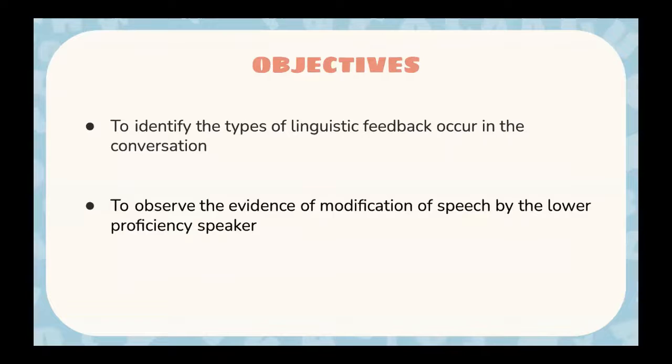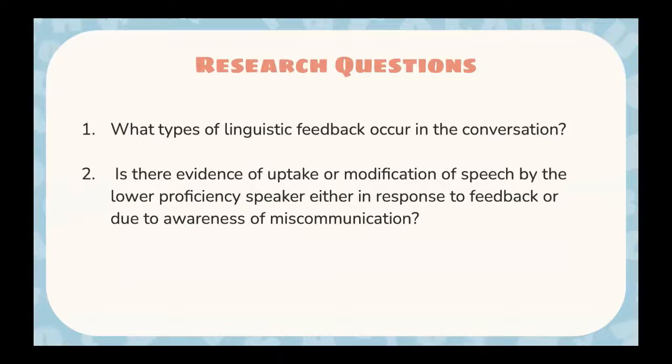Moving on to the objective of this study. We have two objectives here, which are to identify the types of linguistic feedback that occur in the conversation and to observe the evidence of modification of speech by the lower proficiency speaker. As for the research questions, this study aims to answer two questions: what types of linguistic feedback occur in the conversation, and is there any evidence of uptake or modification of speech by the lower proficiency speaker, either in response to feedback or due to awareness of communication.